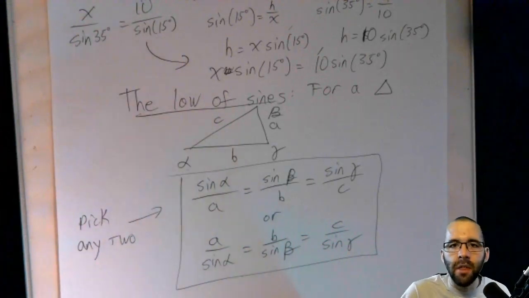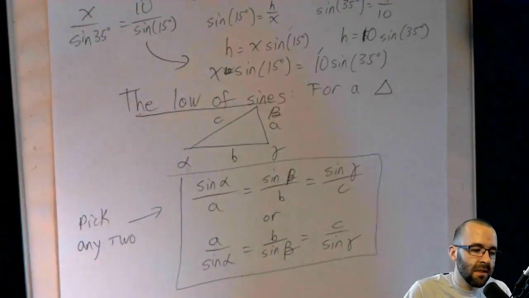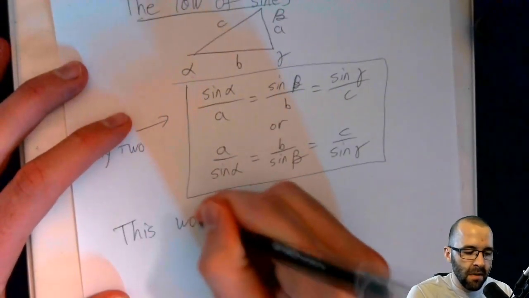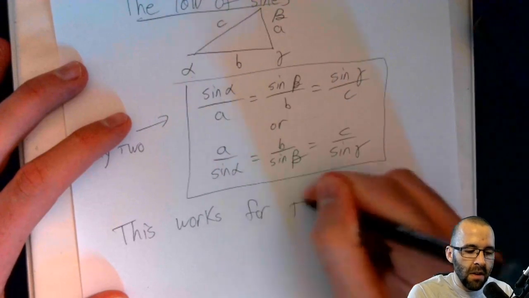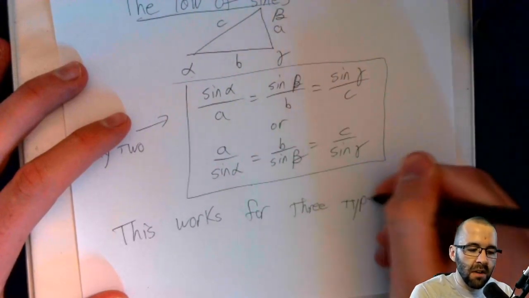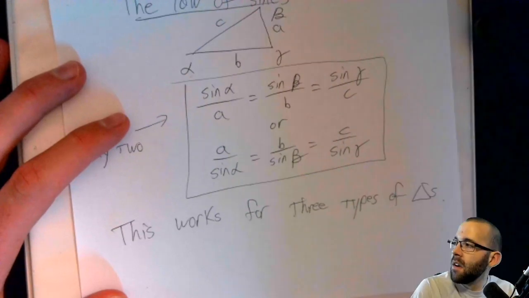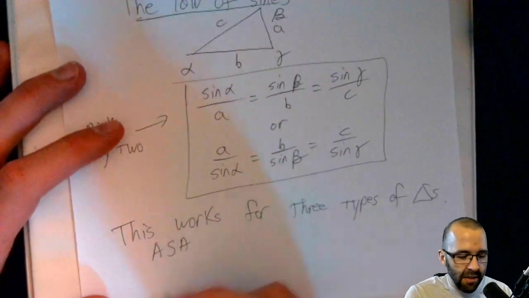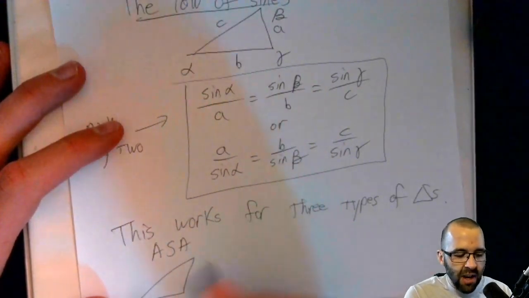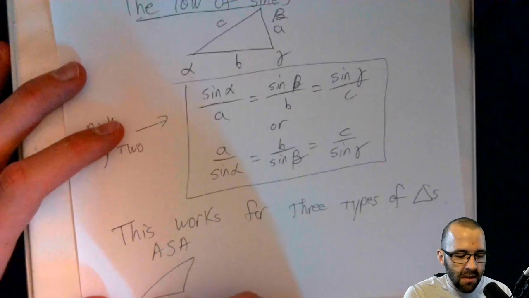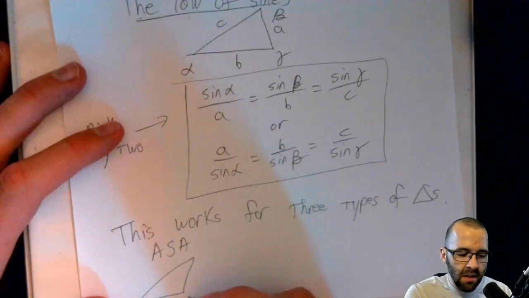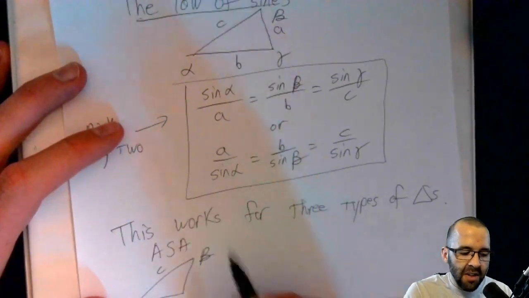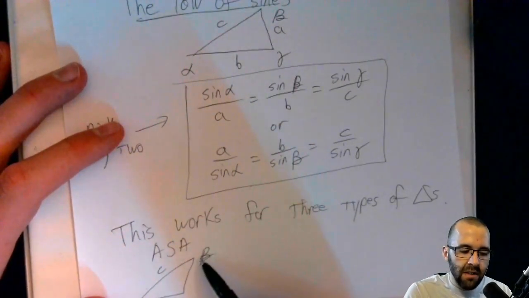So, the law of sines works with 3 different kinds of triangles. Let's talk about them. 3 types of triangles. One of them is an angle side angle triangle. That's something like if you have a triangle where, let's say, we know this angle, we know this side, and we know this angle. This is an angle side angle triangle.